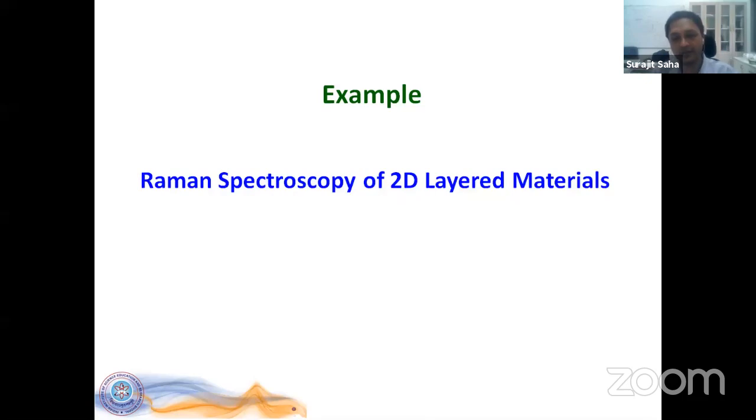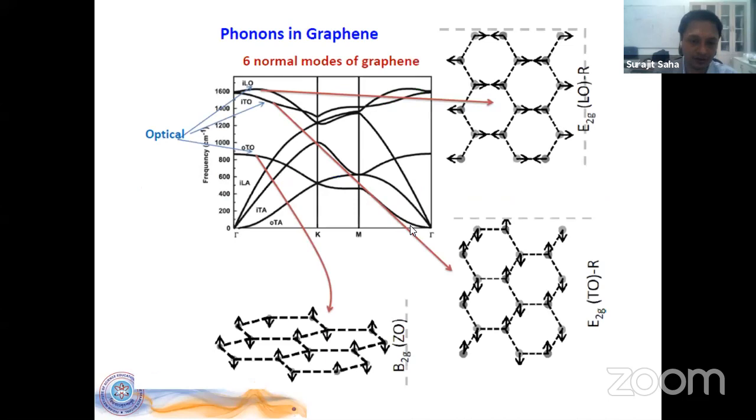So I'm referring to some examples that we did within the lab. This is about two-dimensional layered materials, like graphene and similar systems. So here is graphene, and one would know that this is the phonon dispersion relation. In the phonon dispersion relation, there are six different branches: three acoustic branches and three optical branches. This comes because there are two carbon atoms per primitive unit cell in graphene.